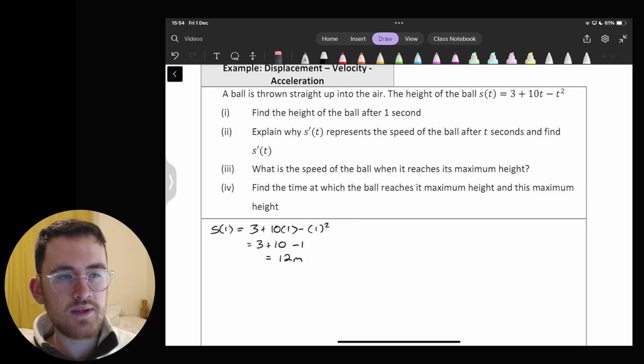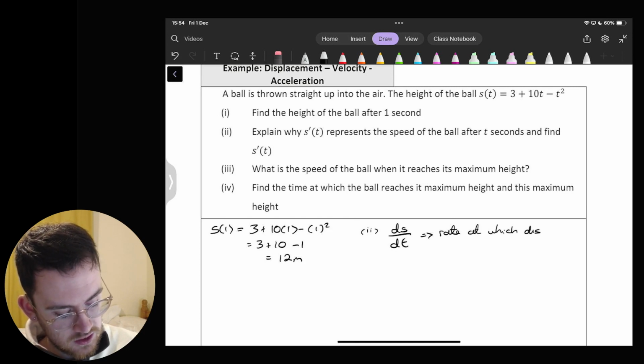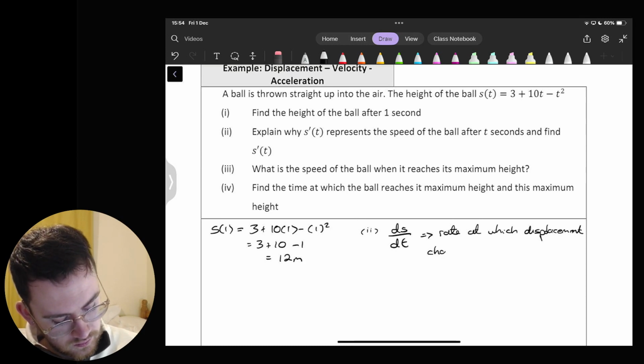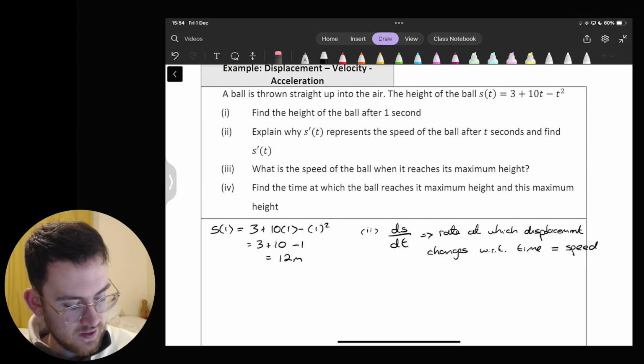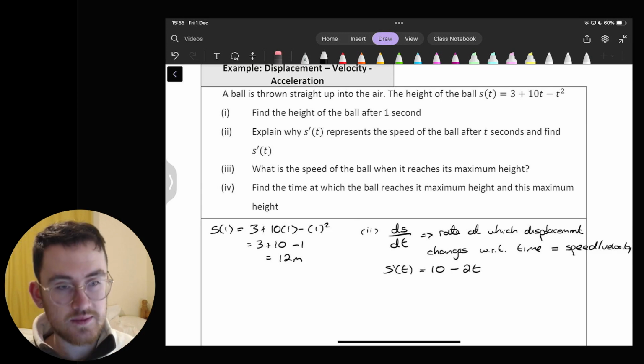Explain why this represents the speed of the ball and find the first derivative. It represents the speed of the ball because we can think of it as being ds/dt. So it's the rate of change, the rate at which displacement changes with respect to time, and that is equal to speed or velocity here. To find that first derivative, we're just going to differentiate our displacement function.